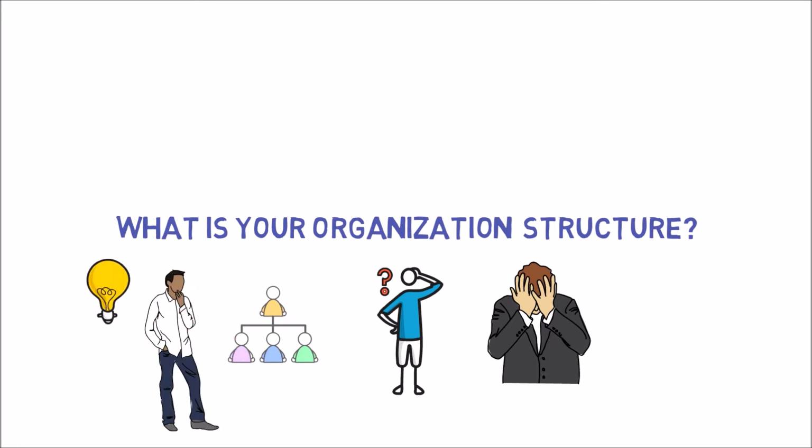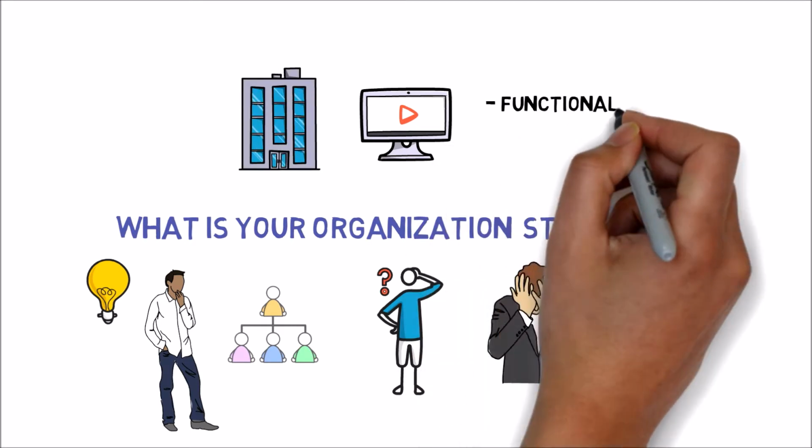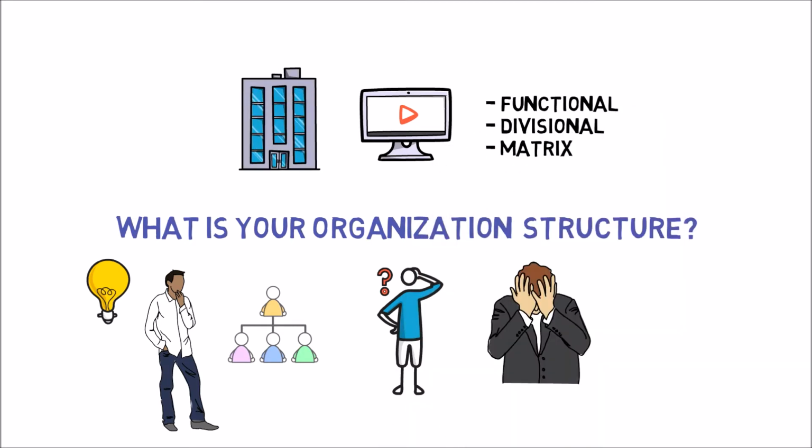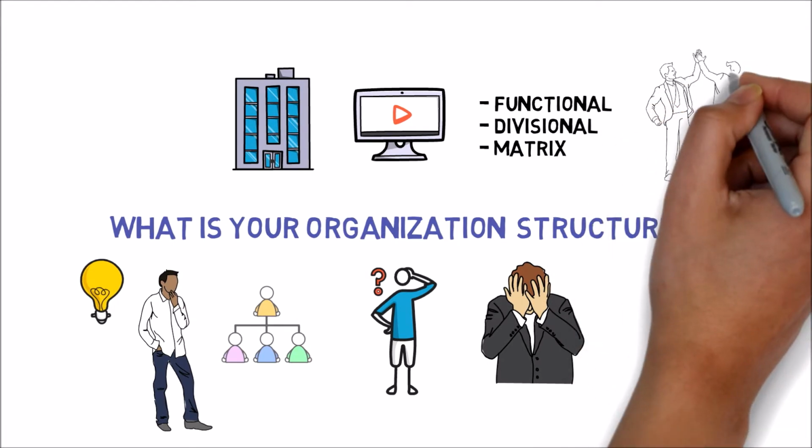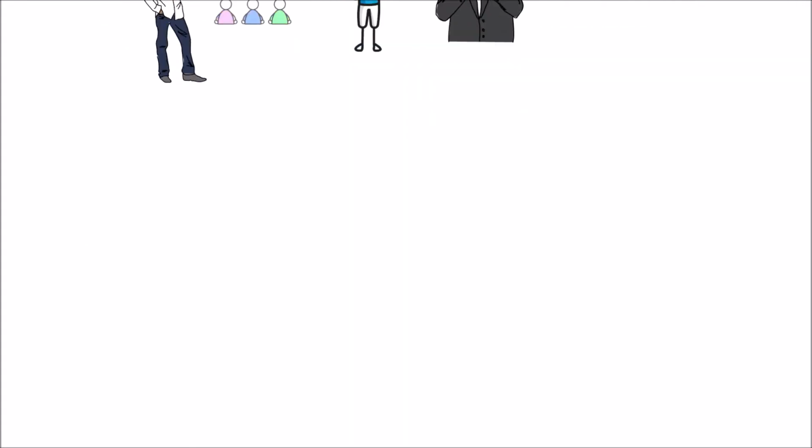for your company. In this video, we will discuss 3 types of organizations: functional, divisional, and matrix. After watching this video, you should be able to figure out which type best fits your company needs.